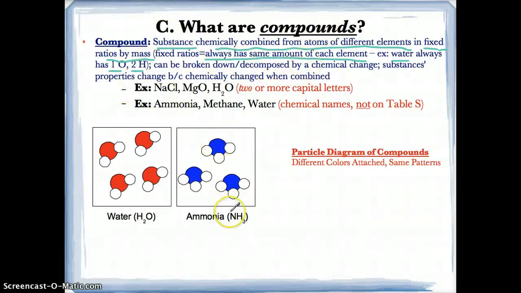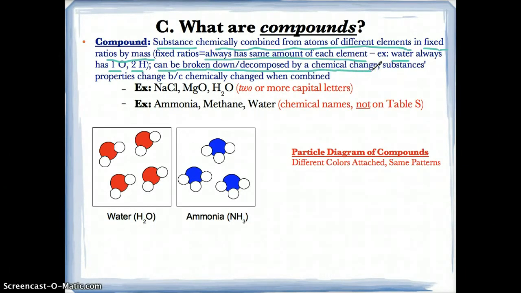Similarly, ammonia always has one N and three H's. It's never one N, four H's. It's always one N, three H's. That's what I mean by fixed ratios. You always have to have the same exact amount of each element in the compound. All right? In addition to that, what I want you to know is that since compounds are formed chemically from combining atoms of different elements in fixed ratios, you can actually break down compounds or decompose them by a chemical change.